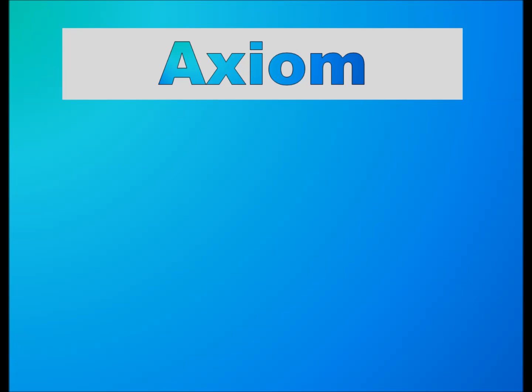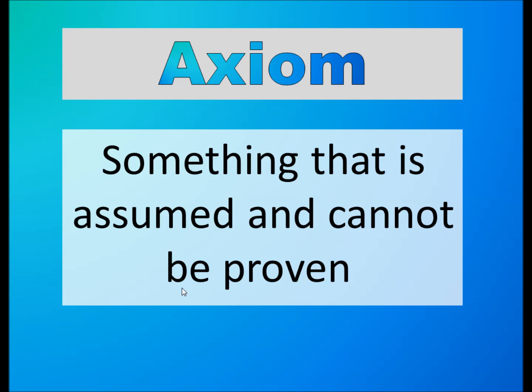This property that A times B is equal to B times A is an axiom. So what is an axiom? It is something that is assumed and cannot be proven. So in this set of videos, I will not prove that A times B is equal to B times A. However, I will explain why it makes sense.